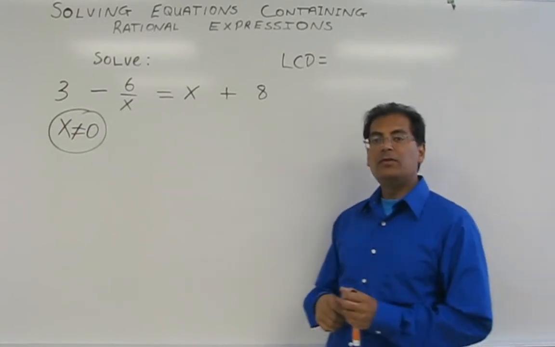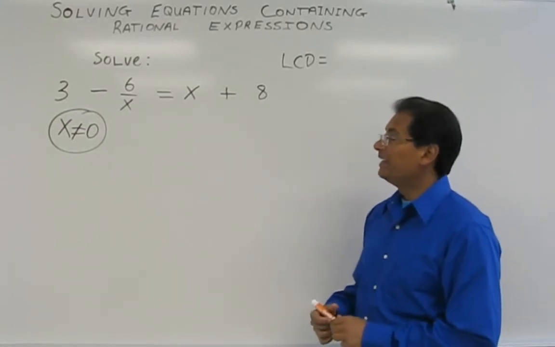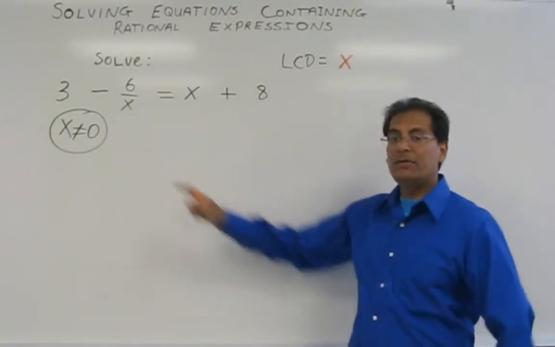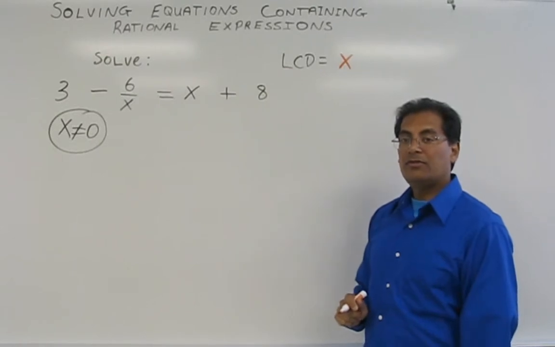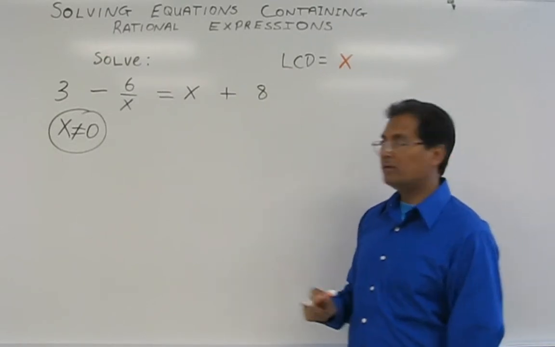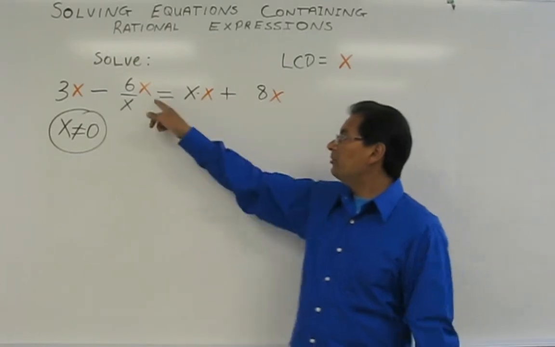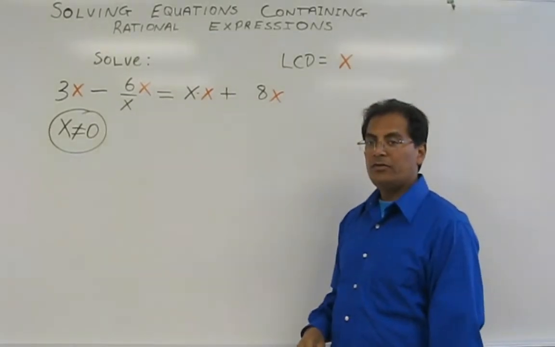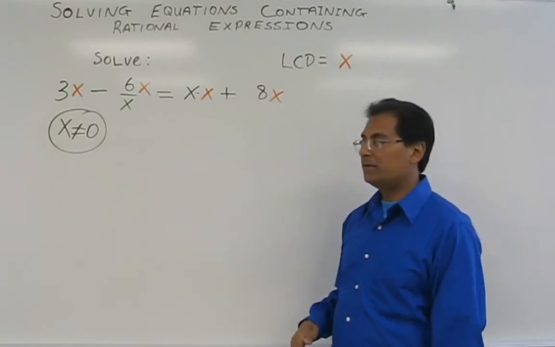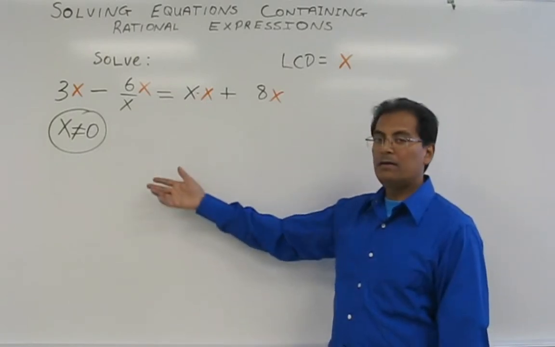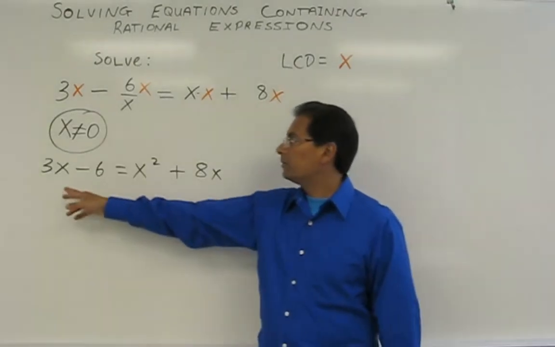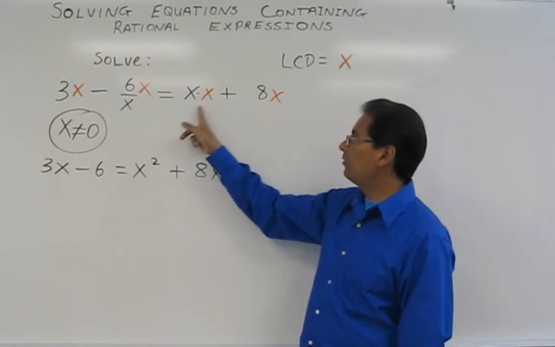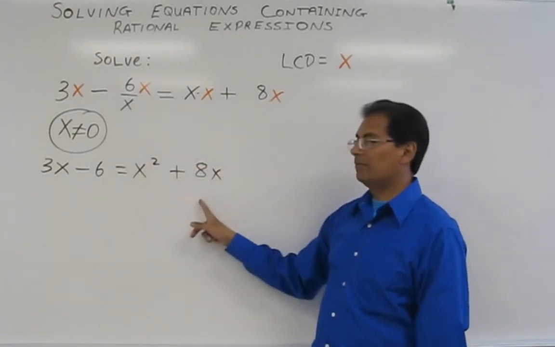So the first step to solving the equation is finding the LCD. The LCD is very simple in this case. It's x. It's the only denominator we have. And so we multiply through everything by x. And why do we do that? In this term here, the x will cancel with the x below, and we'll have no more denominator. So we will eliminate the denominator. So let's rewrite our equation. 3x, 3 times x, minus 6, because these x's cancel here, equals x squared, x times x, plus 8x.